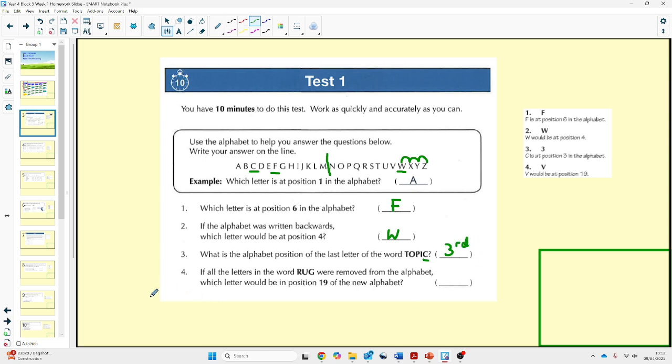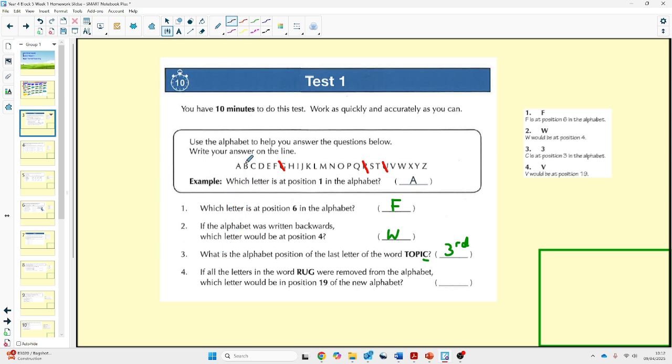If all the letters in the word rug were removed from the alphabet, which letter would be in position 19 of the new alphabet? So what we would do here is eliminate those letters within rug. So let's do that first of all. Let's get rid of the R, let's get rid of the U, let's get rid of the G, and then we're going to count 19.